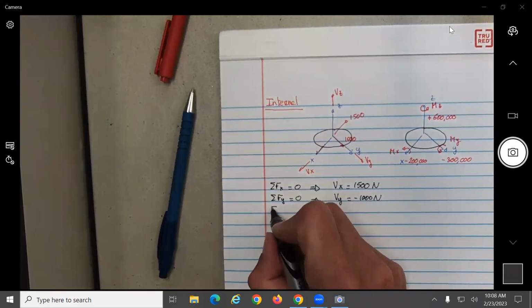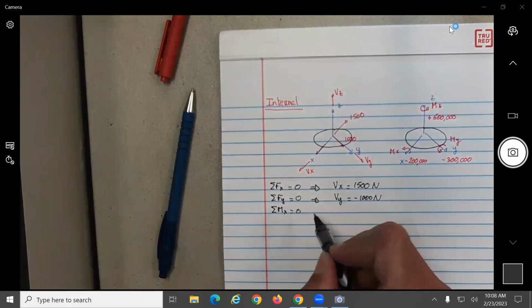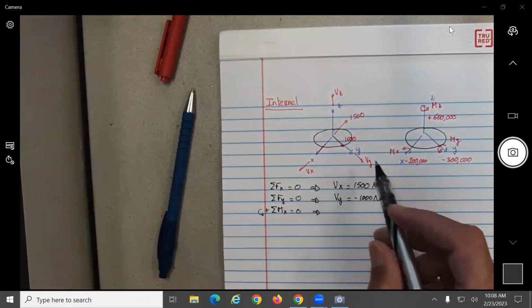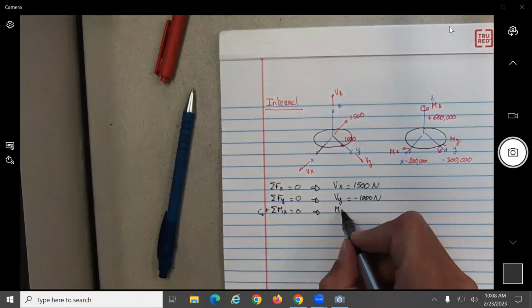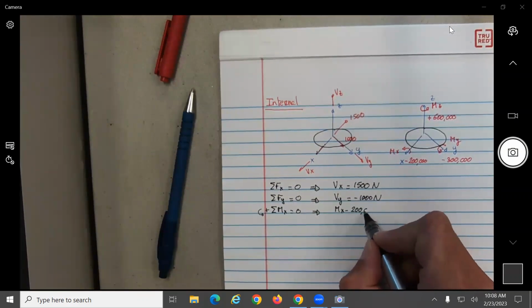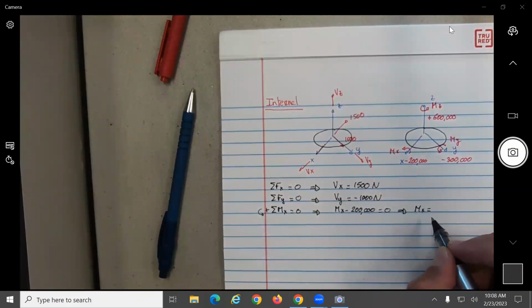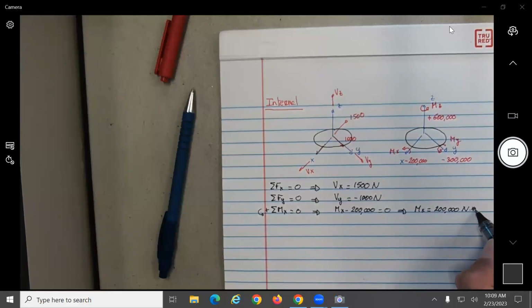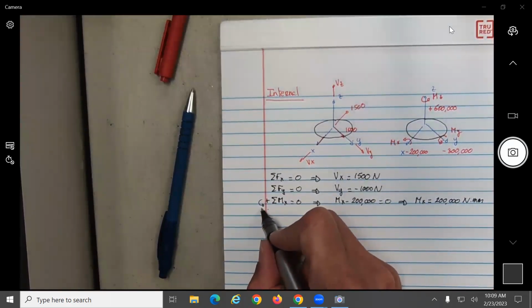Now, if you take the summation of moments, let's say about the x-axis, this time what are you gonna have? Let's do one in detail. So we give you Mx minus 200,000 equal to 0, which is going to give you Mx equal to 200,000. I mean, just change the sign, no? But you see why? We do the same thing if you want. I'm not going to do that much.